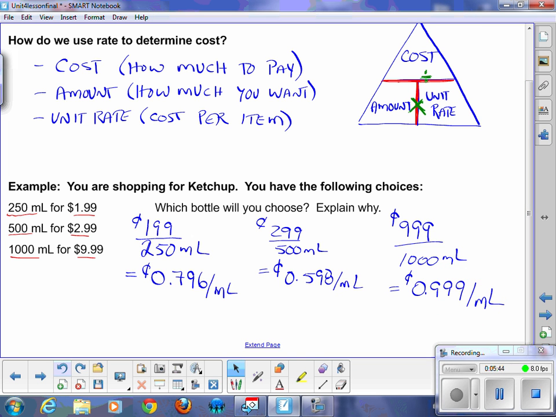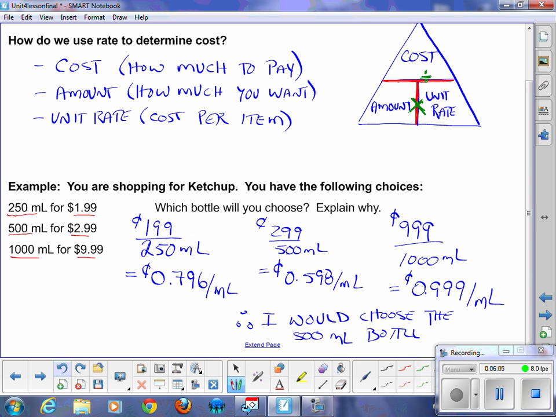So to counteract that, the government, so first of all, I guess I better answer the question here. So therefore, which one would I choose? I would choose the middle bottle there. Choose the 500 milliliter bottle because it's a better deal.